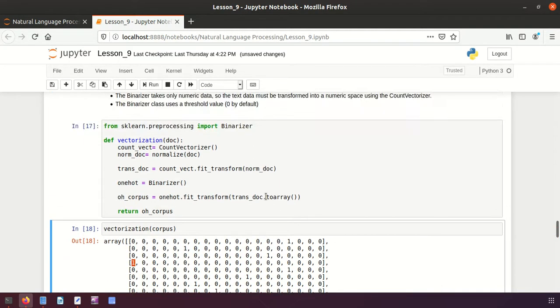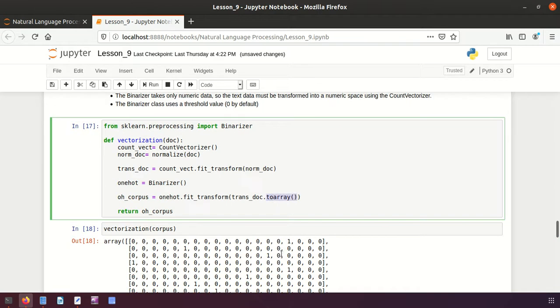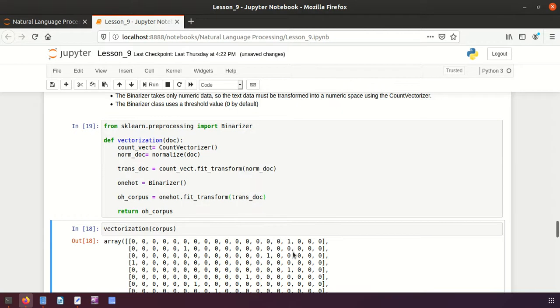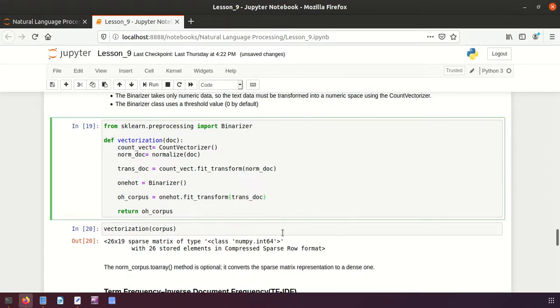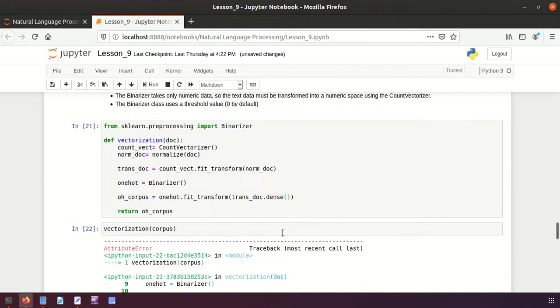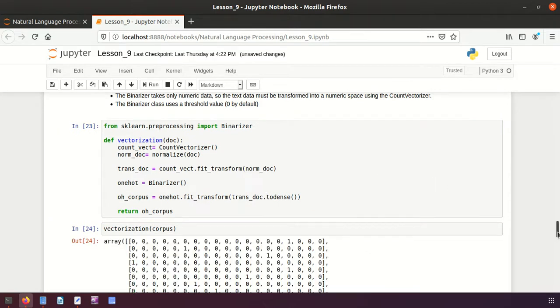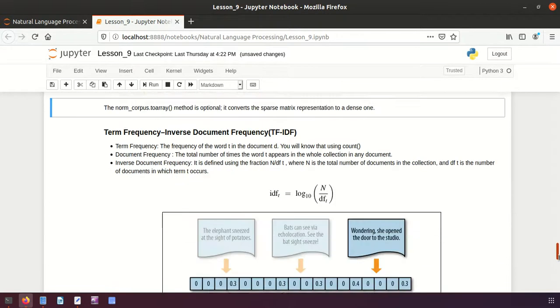And this one you have to know: this is an array, we are converting them into an array. It is optional, so you can remove it also, and you will have it like this. Instead of that, you can use dense here also. This converts it into dense, you have to use toarray here, sorry. Now, it is converted into one-hot encoding.